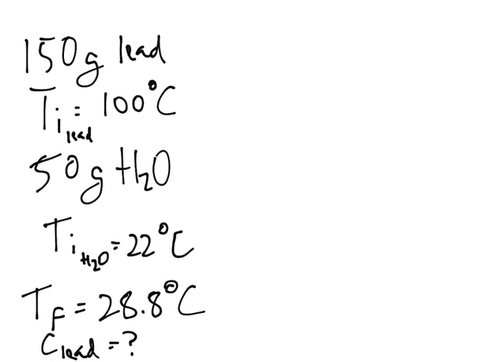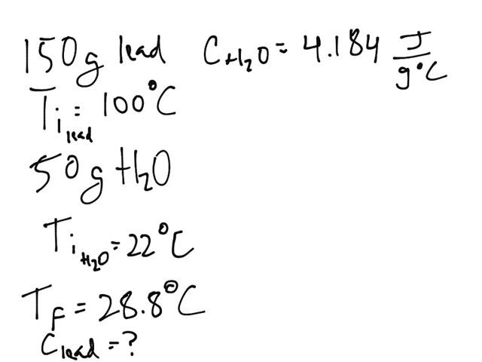And one thing you must remember is that the specific heat of water is a constant at a given temperature, and that is C H2O is equal to 4.184 joules per gram degree Celsius. Because we said it's specific heat, so it's in grams, not molar heat.